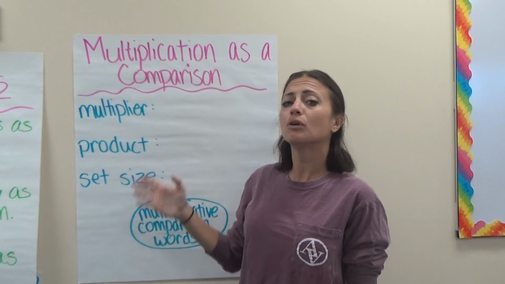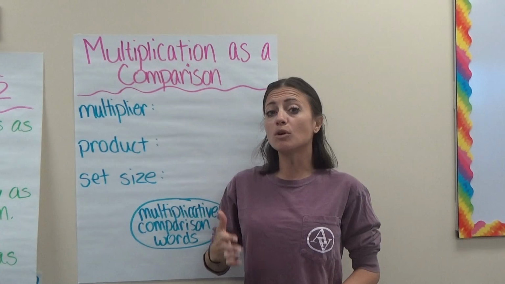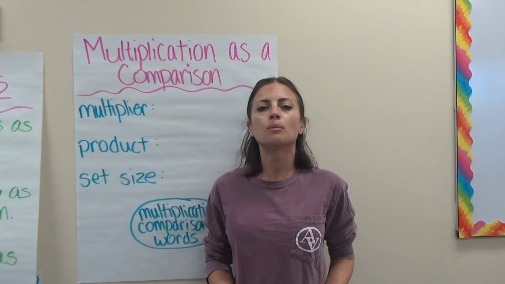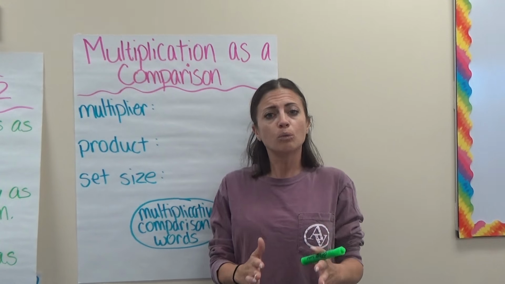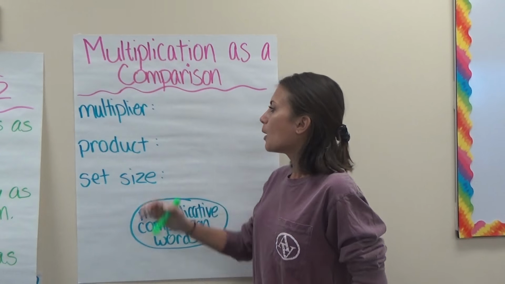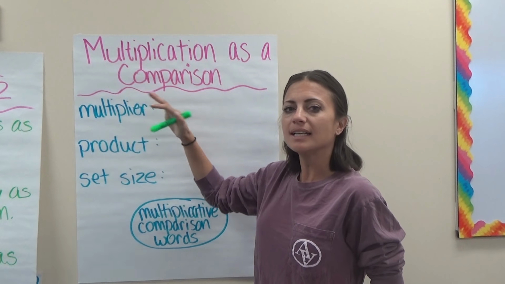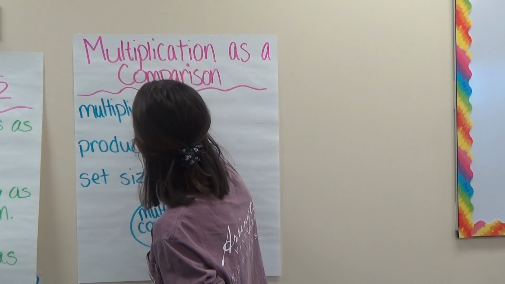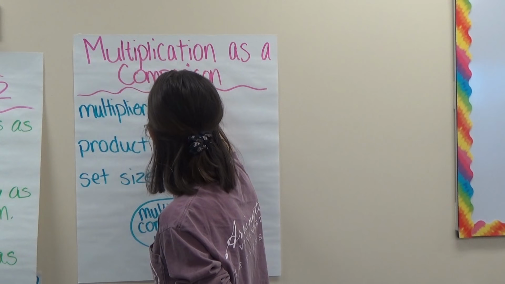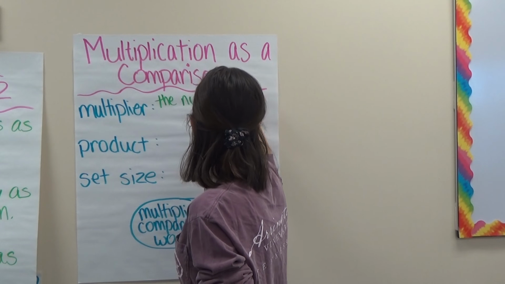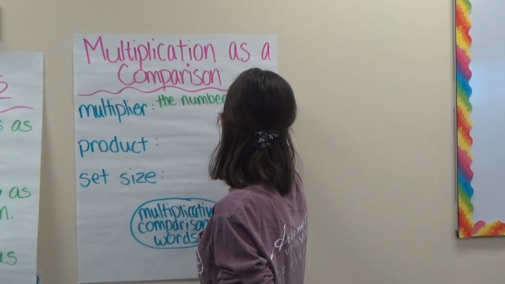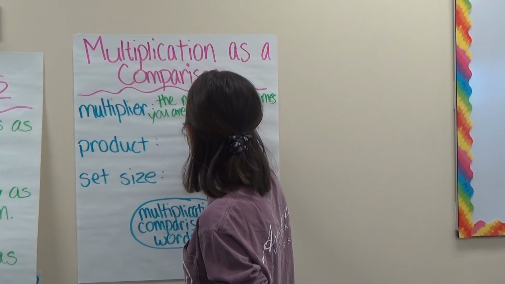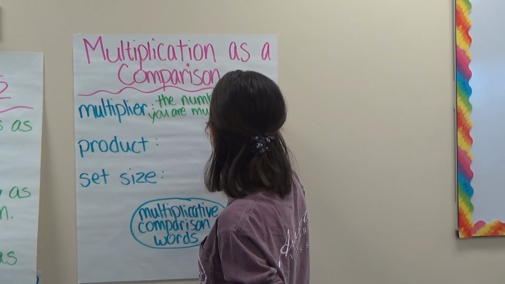Multiplication as a comparison. Before we can start talking about how we can turn our multiplication words into numbers and equations, we need to know a little bit of vocab that's going to help us out. So our vocab this unit will be multiplier. The multiplier is the number of times you are multiplying a group. So this is the number of times you are multiplying a group. I hope you are writing this down.